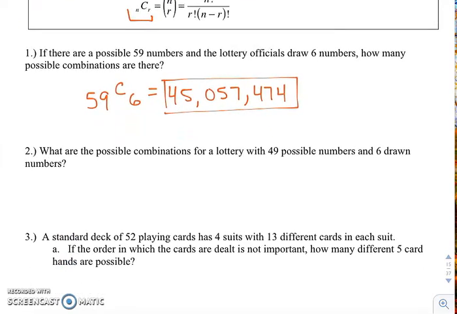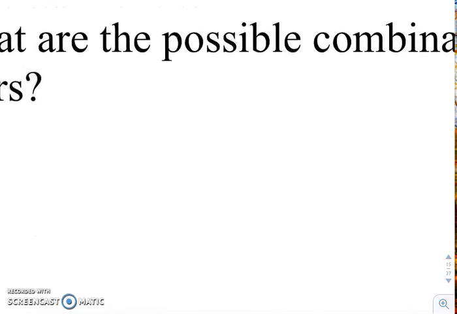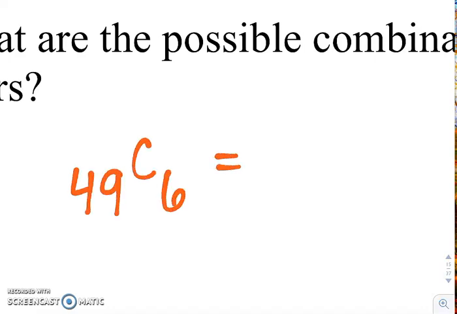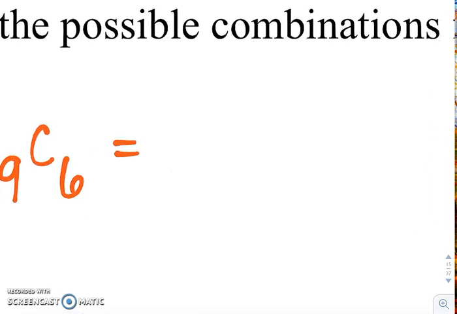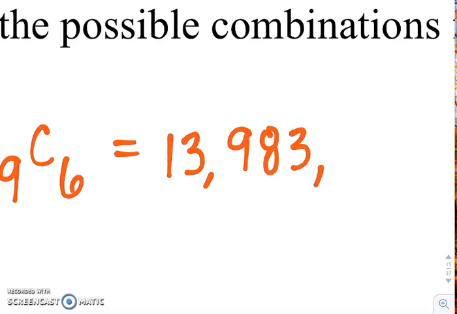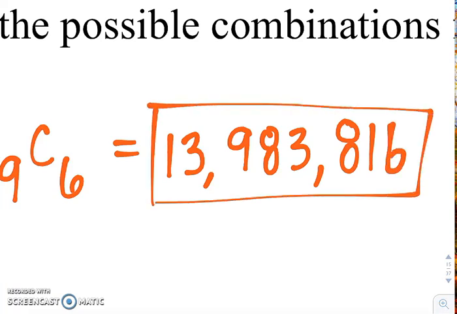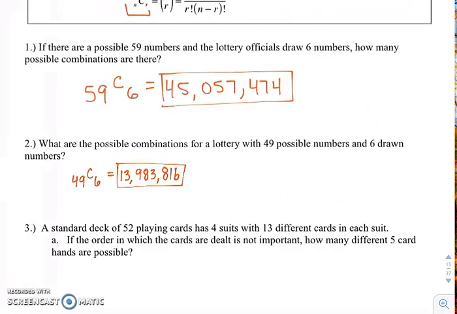So how about number 2? What are possible combinations for a lottery with 49 numbers and you're only picking 6? So same thing, only instead of 59 numbers, we're only choosing from 49. So 49 choose 6. You would type that into your calculator and get 13,983,816 different combinations for 6 of 49 numbers.